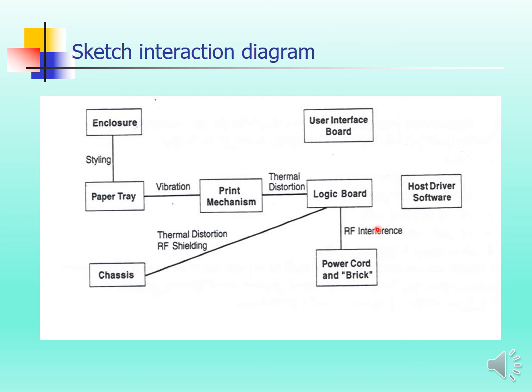We can also sketch the interactions between the elements, enclosure and paper tray. Paper tray to printer mechanism has vibration. Printer mechanism to logic board has thermal distortion, and the chassis also has thermal distortion. We need RF shielding for RF interference with the power cord and driver, and there is no connection between the user interface board and this one.